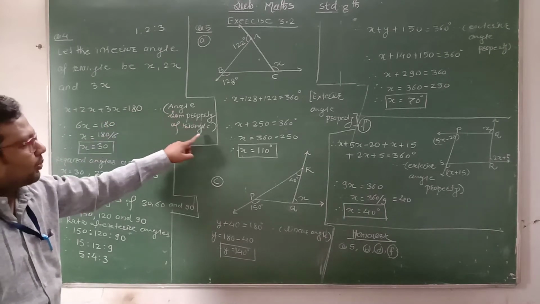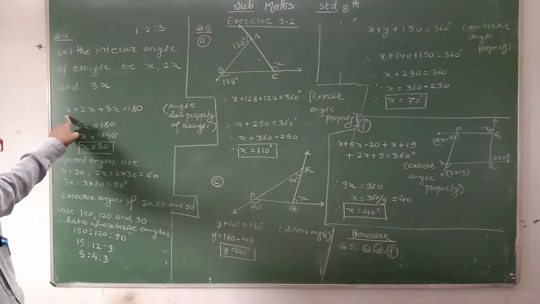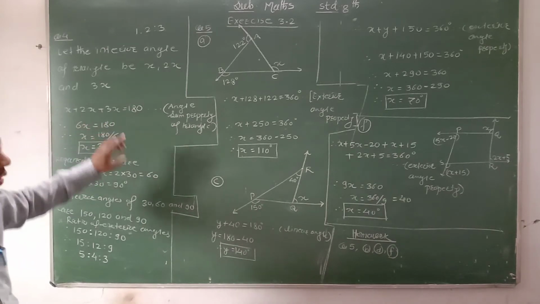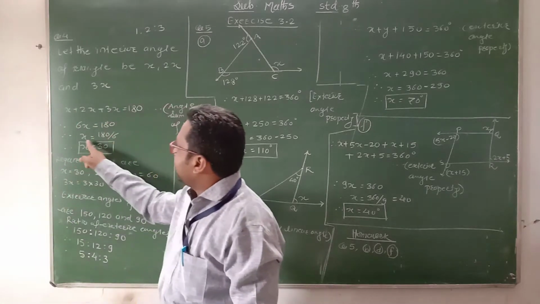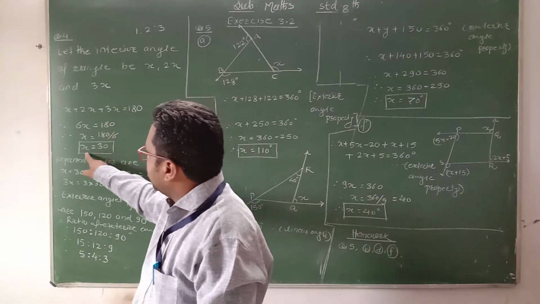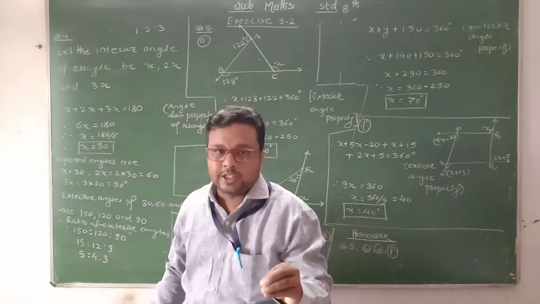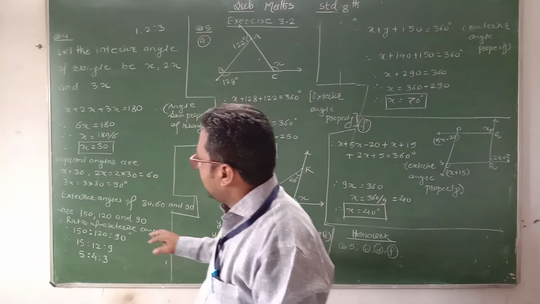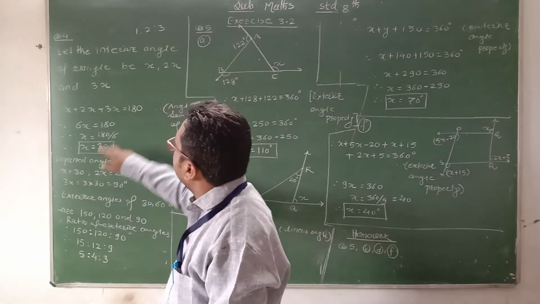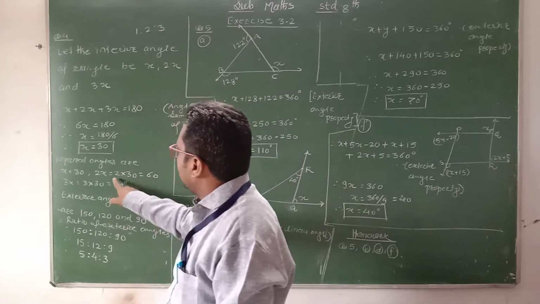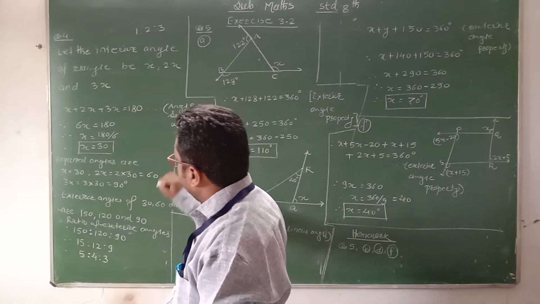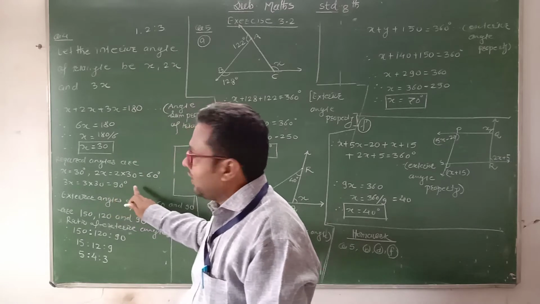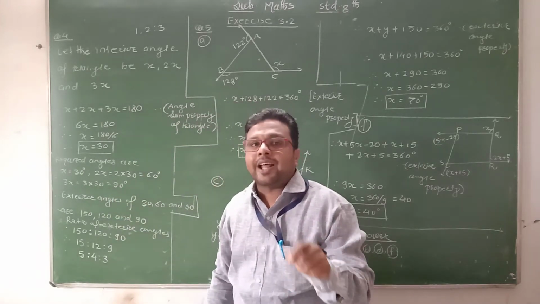Angle sum property of the triangle. Then 1x plus 2x plus 3x, this is equal to 6x is equal to 180. Therefore x is equal to 180 upon 6, x is equal to 30. Here we get the value of x is equal to 30. Then we find out the interior angles of the triangle first. Okay, x is equal to 30. Second angle is 2x, that is 2 into 30. Here we get 60 degrees. And the third angle is 3x, 3 into 30, this is equal to 90 degrees. These are the interior angles of the triangle.